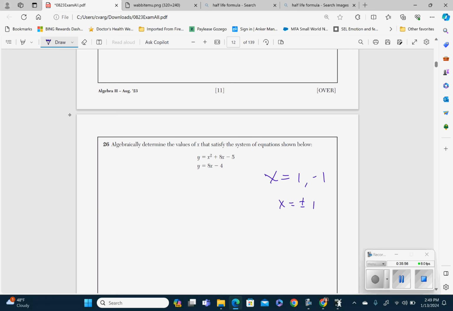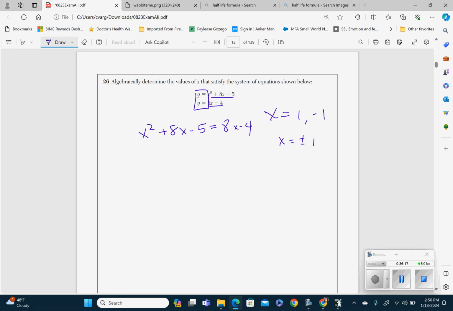If you just wrote this answer, you would get 1 out of 2, which again, 1 out of 2 is better than 0 out of 2, but let me show you how to do this correctly. This is from Algebra 1, right? Y equals both of these, this and this, so you set it equal to each other. X squared plus 8x minus 5 equals 8x minus 4. This is how you get the full 2 points by solving, okay?